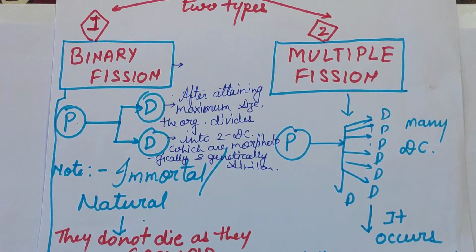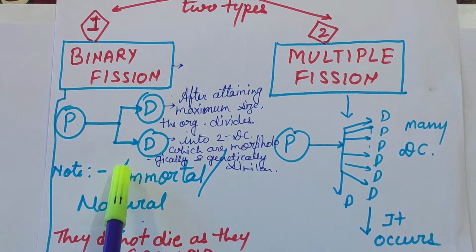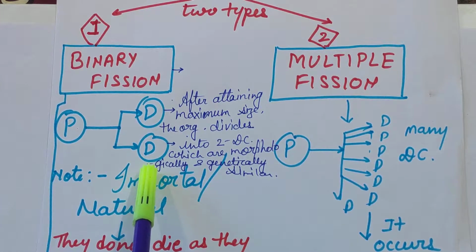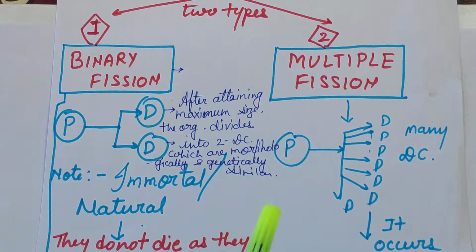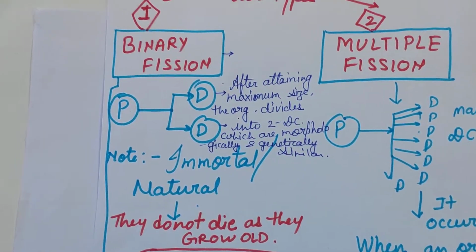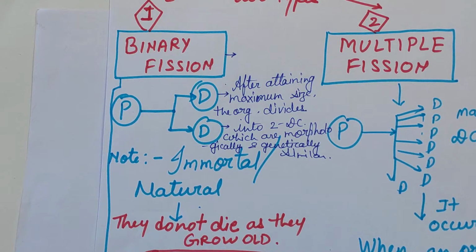So, note one thing, students. This process is natural. That means organisms divided by binary fission are considered immortal, or we can say natural. That means they do not die as they grow old. They do not die as they grow old. So note this point in your notebook. It is an important point for binary fission.